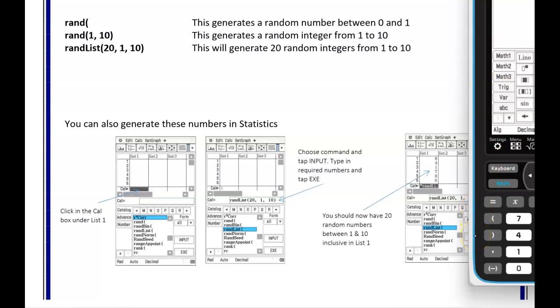The information provided on the screenshots shows you how to do that in stat mode. I'll just show you how to do it in main to start with, and then you can go on and have a look at stat mode. The idea is we need to get RAND. If we arrow down, we go into the catalogue, arrow across to our letters, go to R, and you'll see RAND there. If you just tap RAND and then hit execute, it will give you a whole series of random numbers, and they are all between 0 and 1.